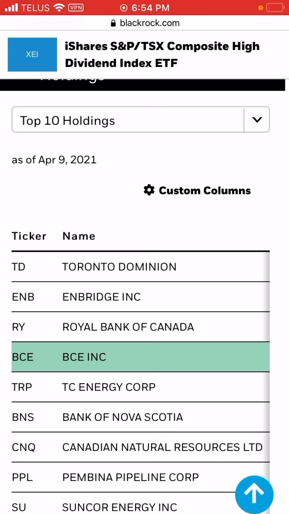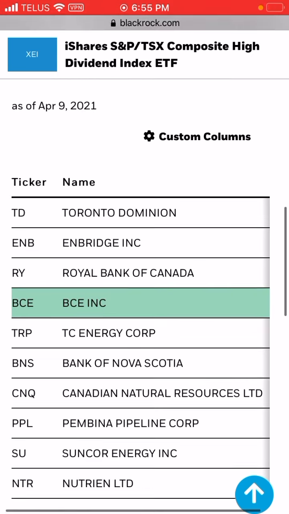And so as we said earlier, the dividend of XEI could actually change because the dividend stocks inside it could raise or cut their dividends anytime they like. So Toronto Dominion, let us say if they raised their dividend in the future, it's going to affect the dividend of XEI. On the other hand, let us say a stock in here has cut their dividend, it's going to affect the dividend of XEI.